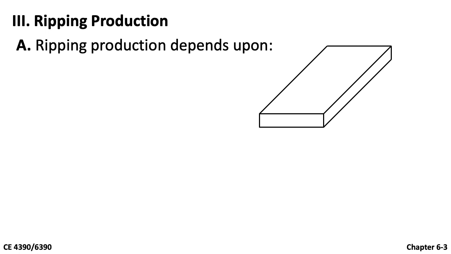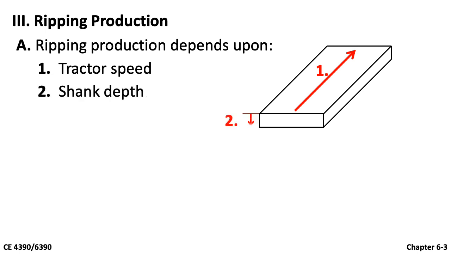Section 3. Ripping production. The ripping production depends upon the following factors. Number 1. Tractor speed, or how fast the dozer can go. Number 2. Shank depth. And number 3. Number of shanks, which determines the width of the ripped area in each pass.